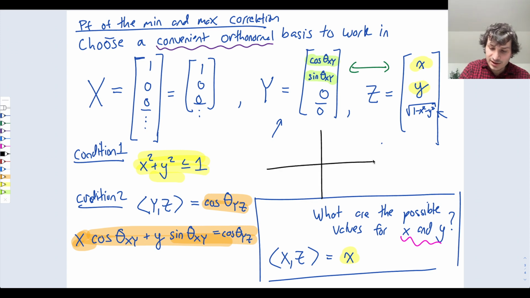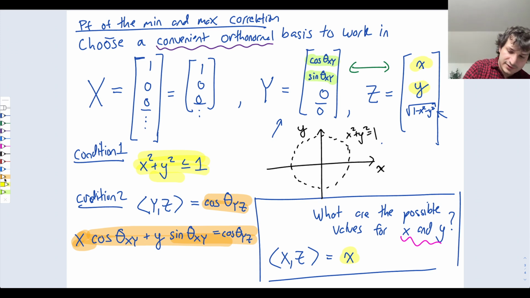So the first condition: if you think of all the possible values for lowercase x and lowercase y, you can think of that as the Cartesian plane. And the equation x squared plus y squared less than or equal to 1 is a circle. It's saying, here is the circle, x squared plus y squared equals 1, and you have to live somewhere inside that circle. So the possible values of lowercase x and lowercase y must be somewhere inside that circle.